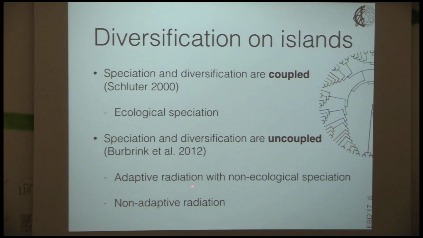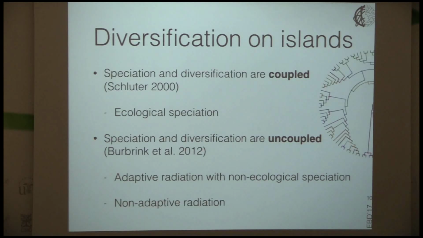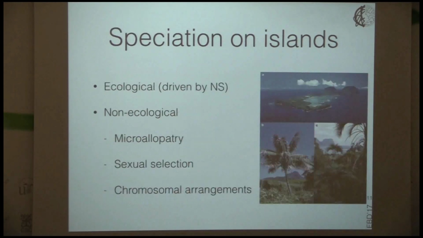Okay? So we'll have adaptive radiations with non-ecological speciation, and we may even have non-adaptive radiations, where you have a proliferation of species, but it is not exactly adaptive. So what I'm going to do now is give you some examples of groups that we have been working with that fulfill some of these expectations, and show that the whole process of adaptation is kind of idiosyncratic, let's say.